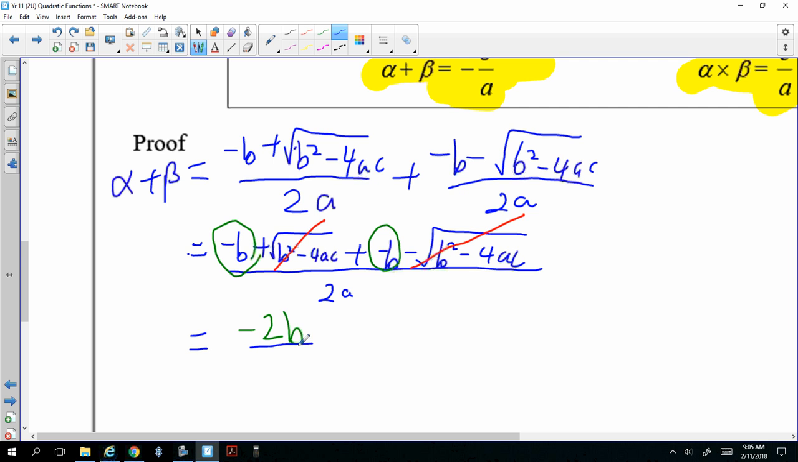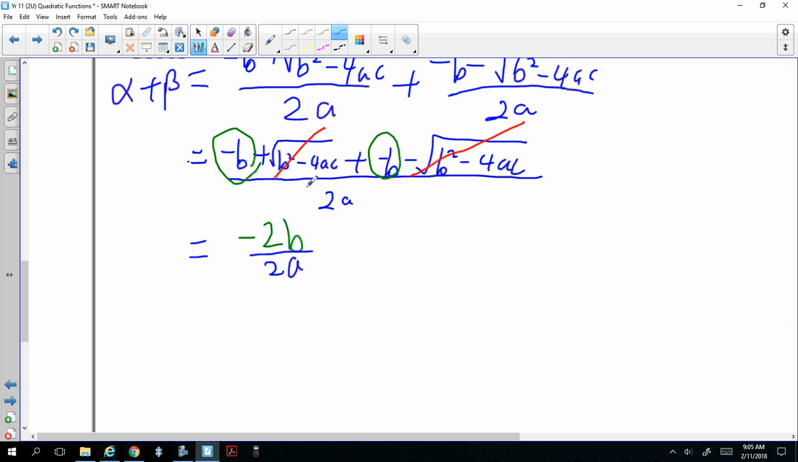Right? So what happened to the 2? It gets cancelled, and not surprisingly, we do get negative b over a, right? We get this. So it's quite cool. The sum of the roots is quite simple. It's just negative b over a. All right? We did the sum.